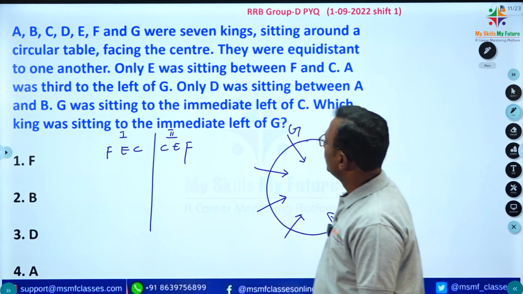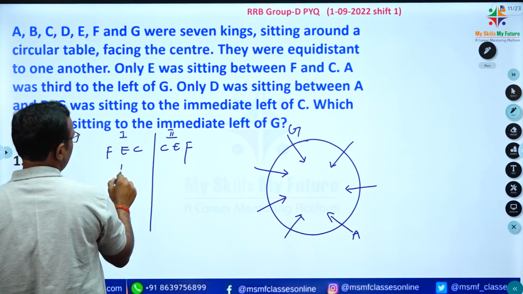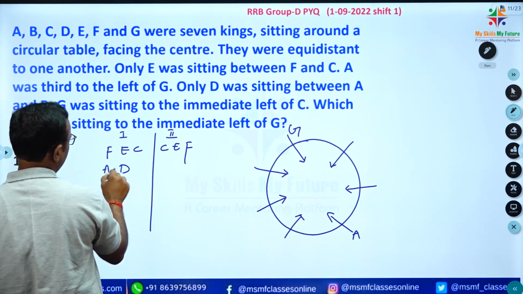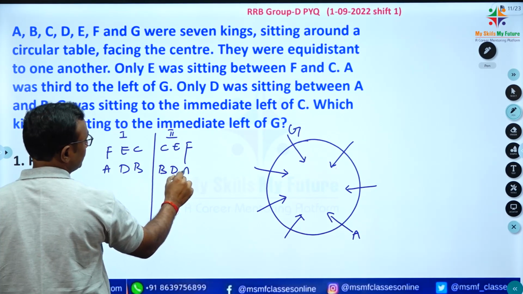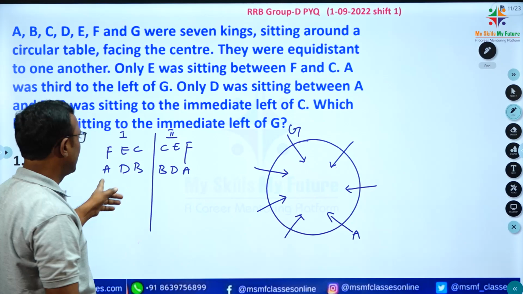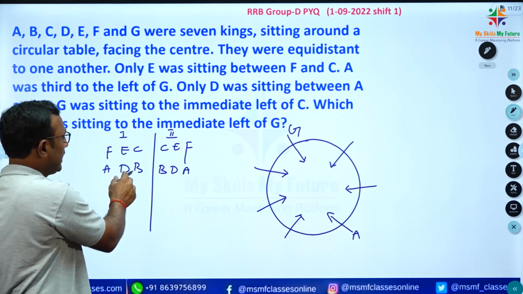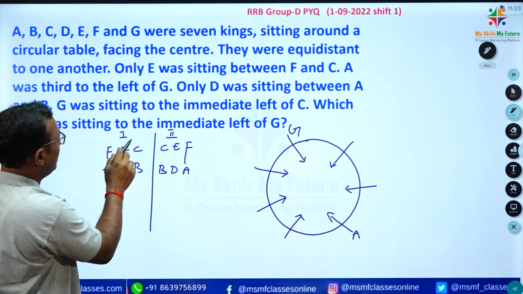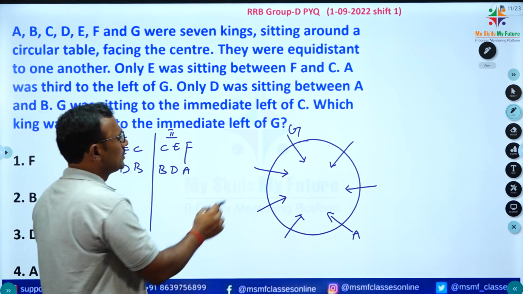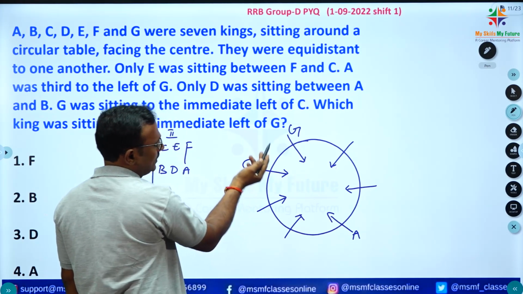Next, D was sitting between A and B. Here also we get two possibilities. D is sitting between A and B. G was sitting to the immediate left of C. So here G already is given. So G was sitting immediate left of C is right.